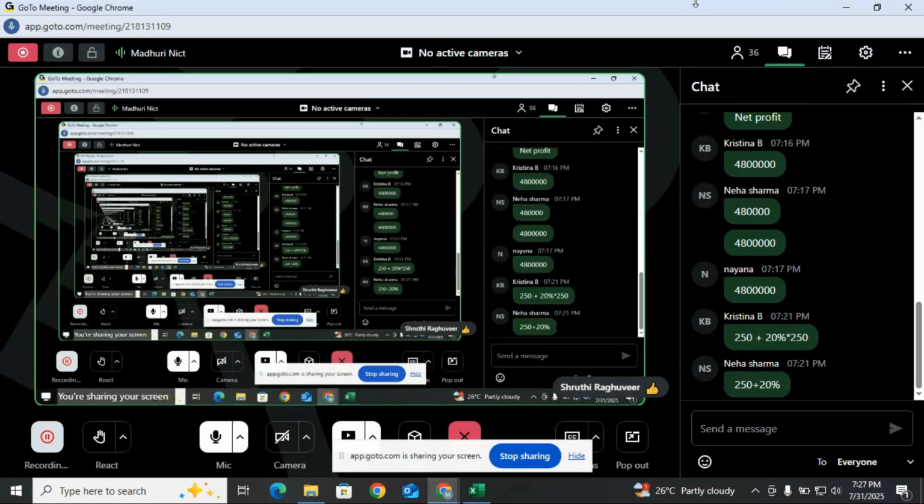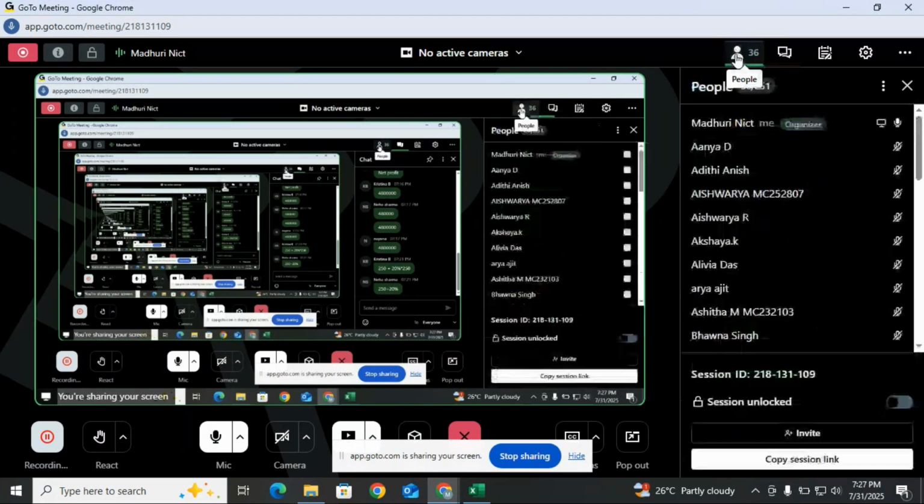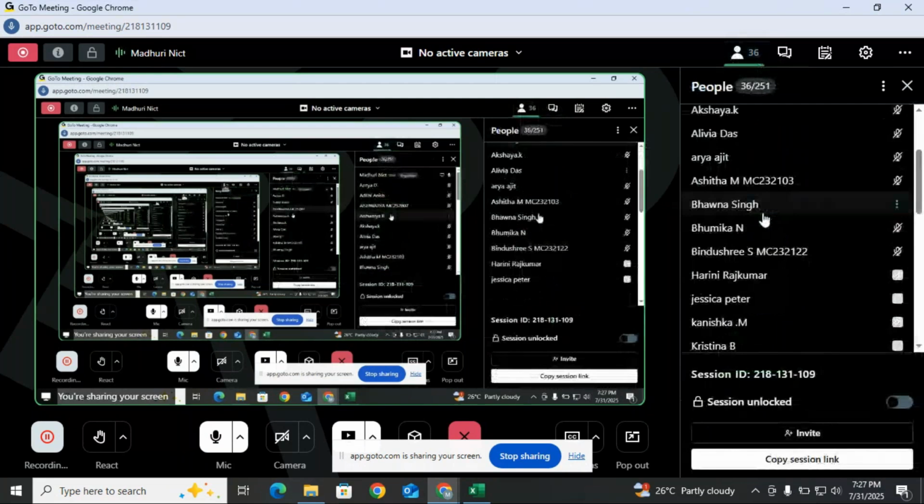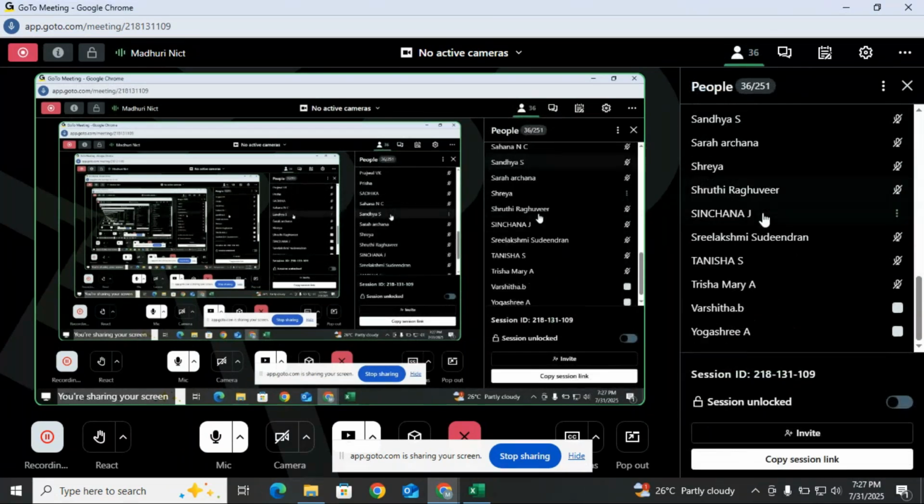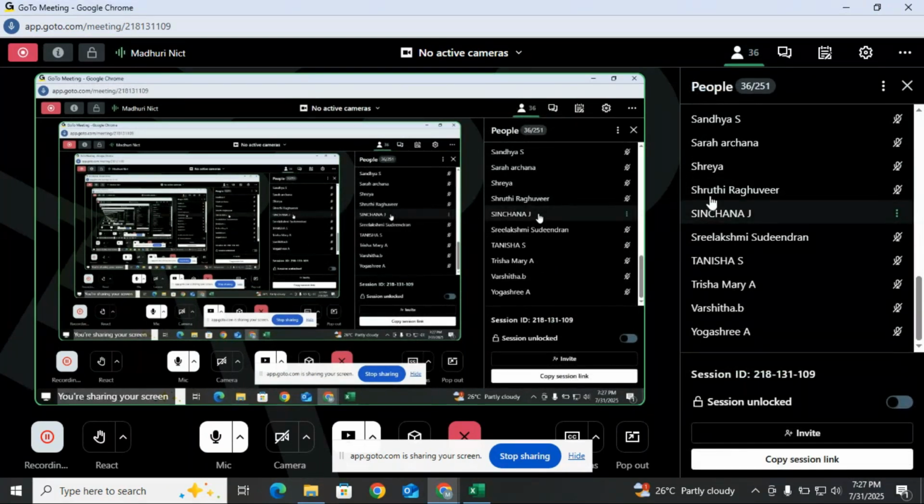But the thing is, 36 students have logged in for the session usually, but I see only the common hands always being up. What about the rest of the students? I don't see any response from their side. We have a huge list here, but I see only a few hands raised always.